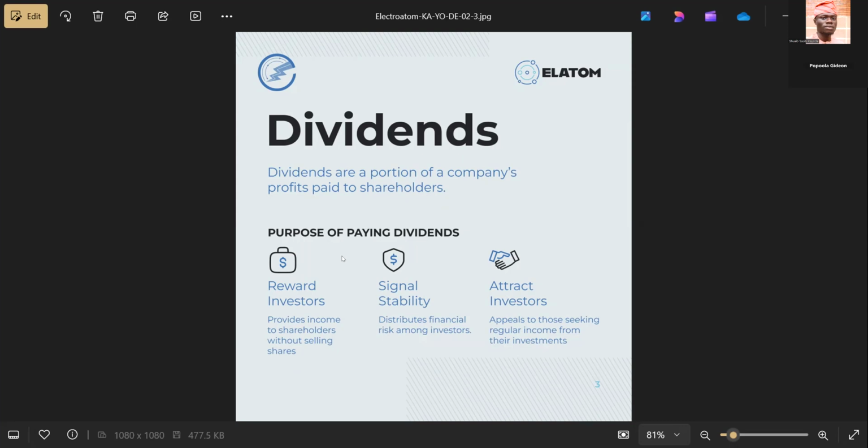So the purpose of paying dividend is to signal the stability of the company, and to distribute financial risks among investors. Dividends are paid to show you that the company is brimming with hope and profit, and investors are earning as promised.